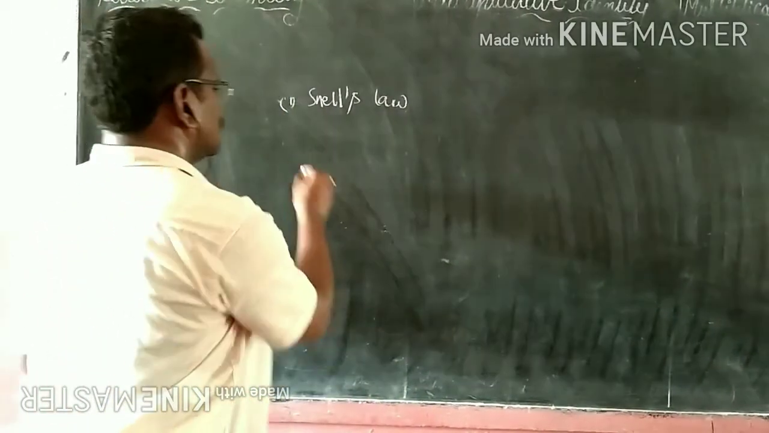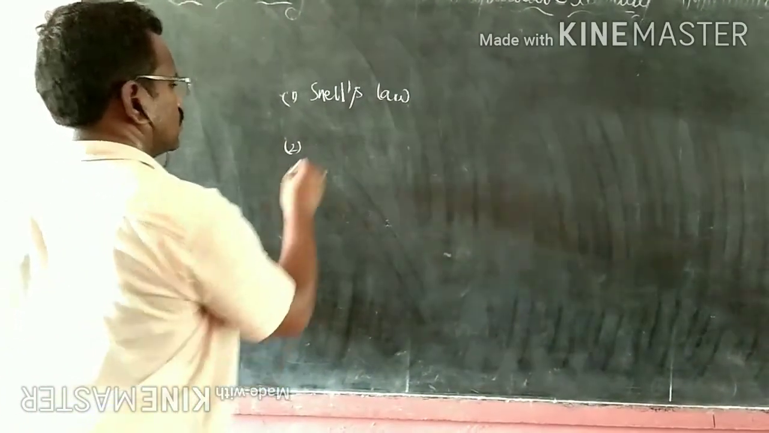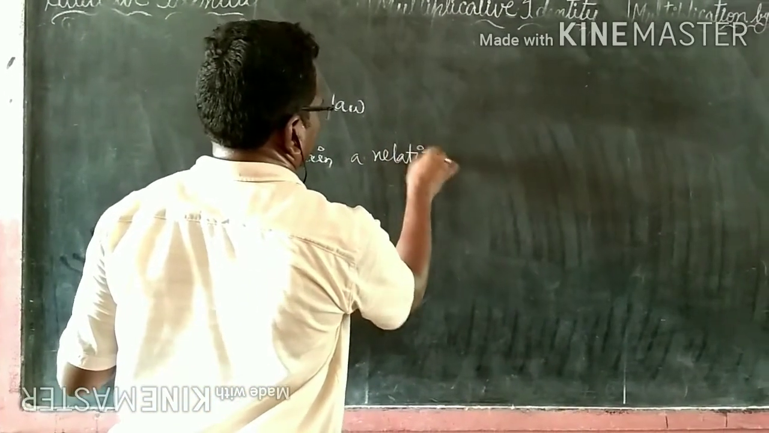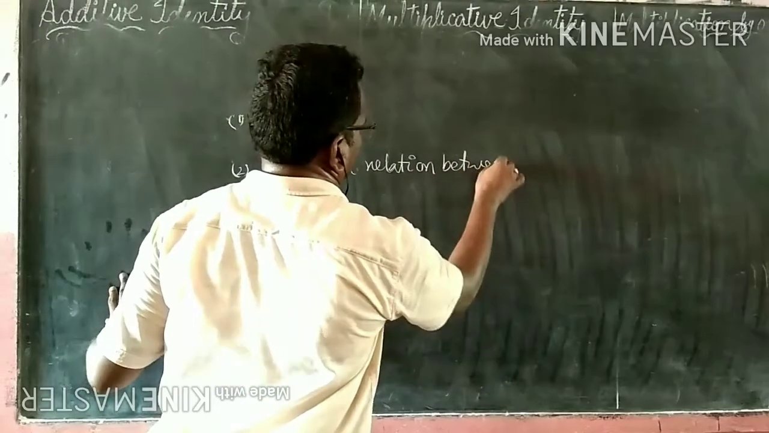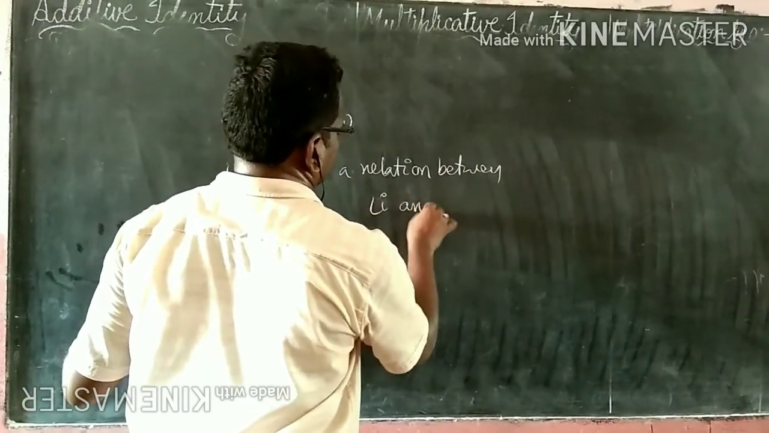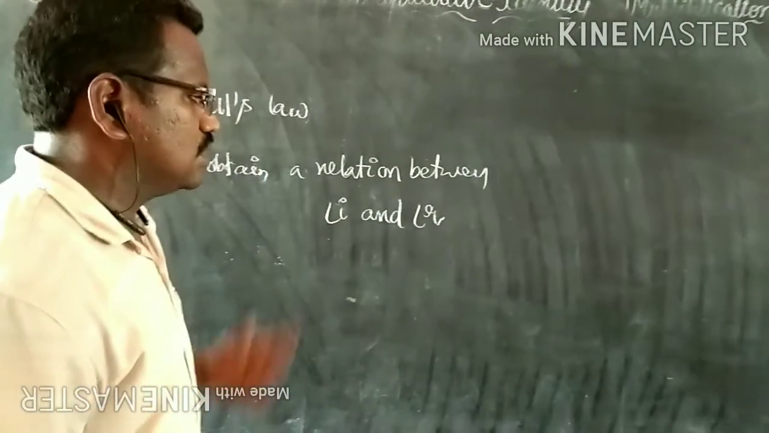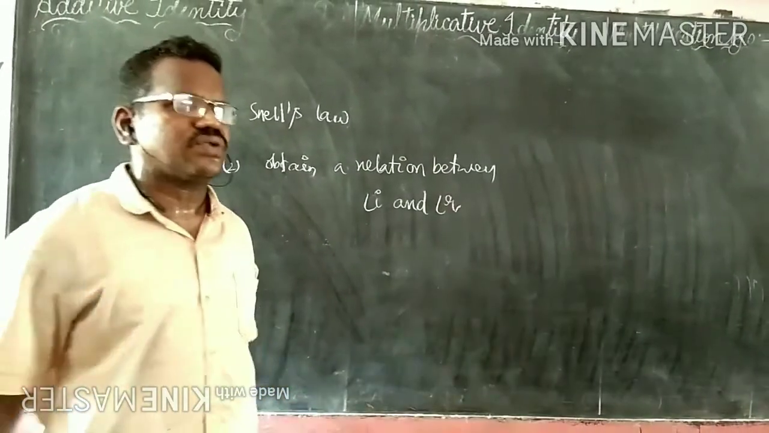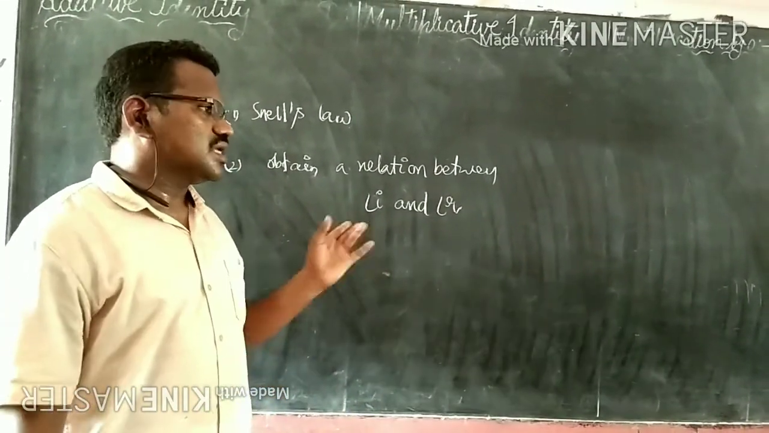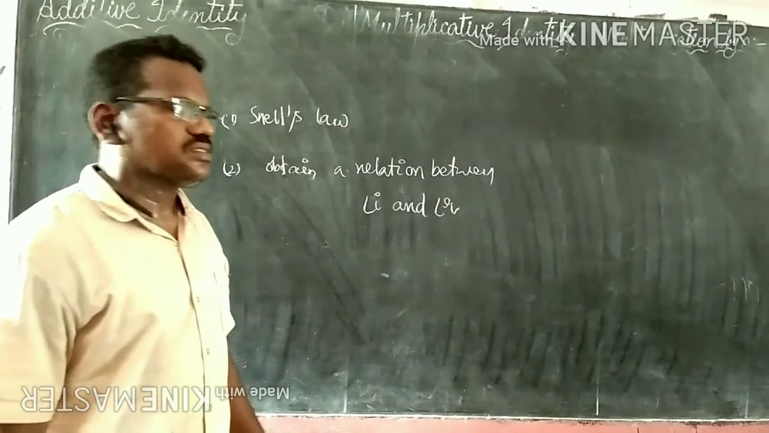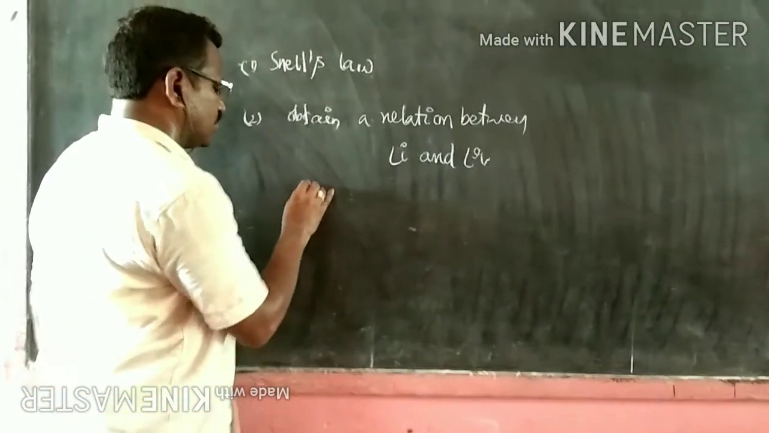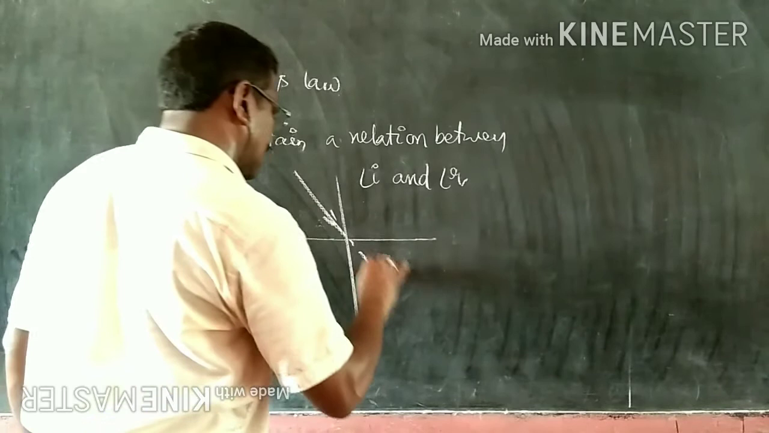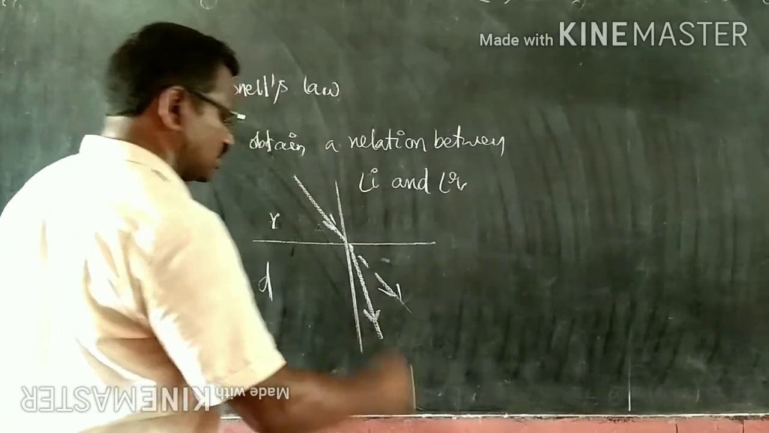The next aim is to obtain a relation between angle of incidence and angle of refraction. Why? Because angle of incidence is sometimes equal to angle of refraction, and sometimes greater than angle of refraction. For example, if the light ray travels from rarer to denser, it should not travel straight like this. It bends towards the normal.